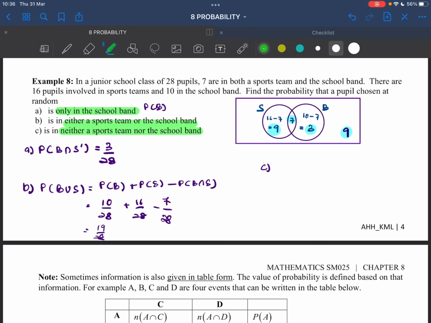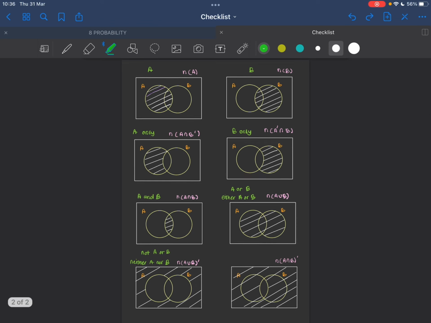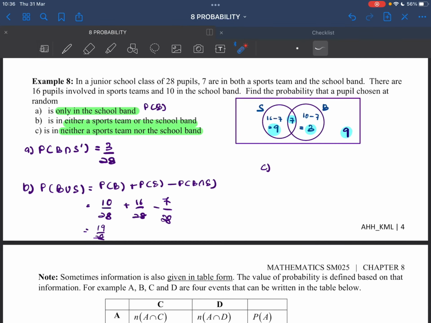If we are using the Venn diagram, neither nor is this one here, which is all the outside here. Neither nor. Which is, as you can see from the Venn diagram, it's only 9 over 28.